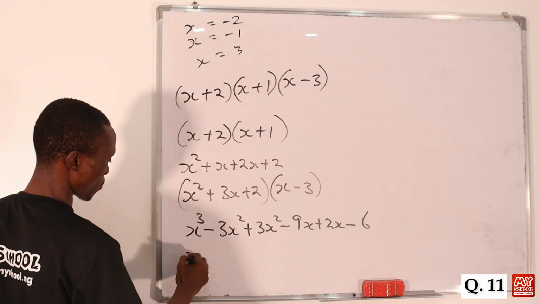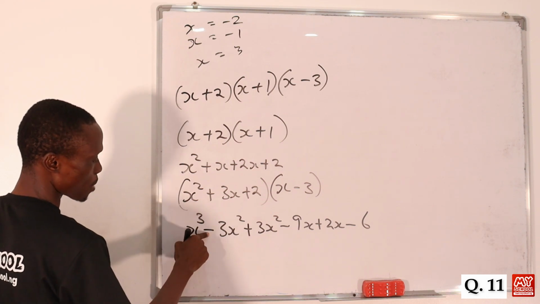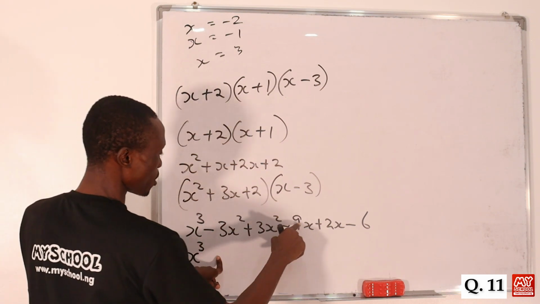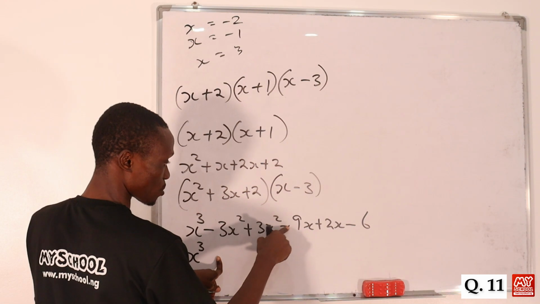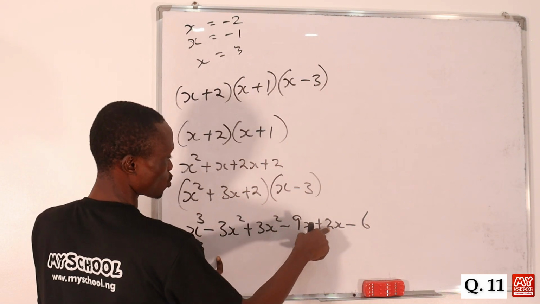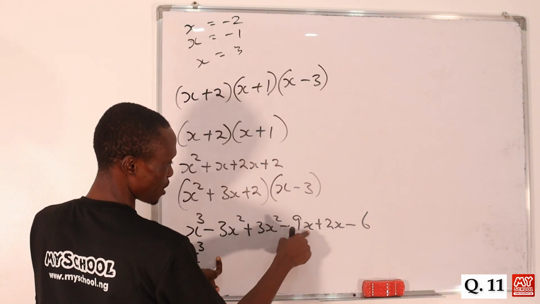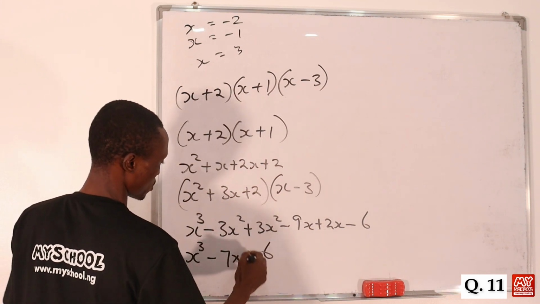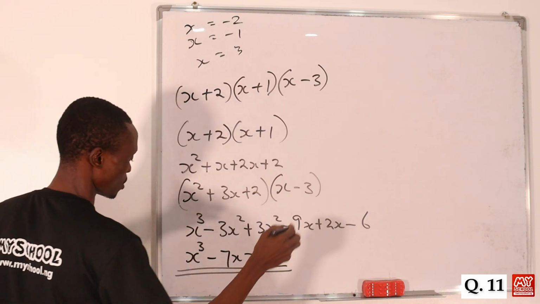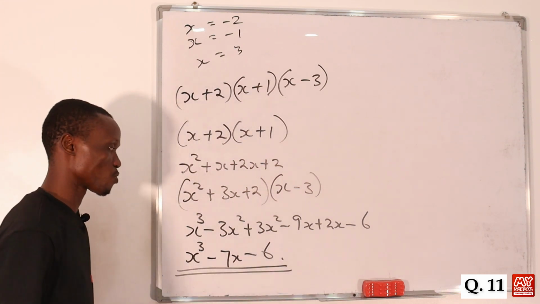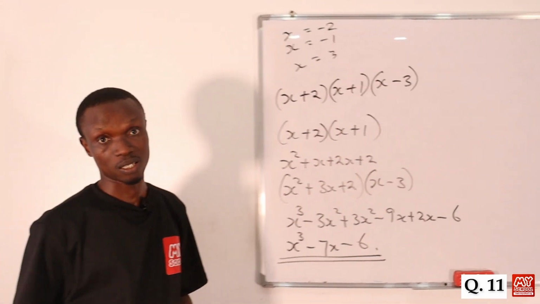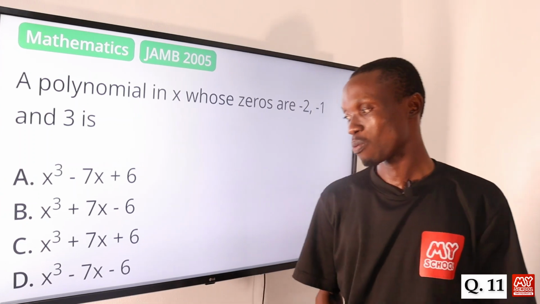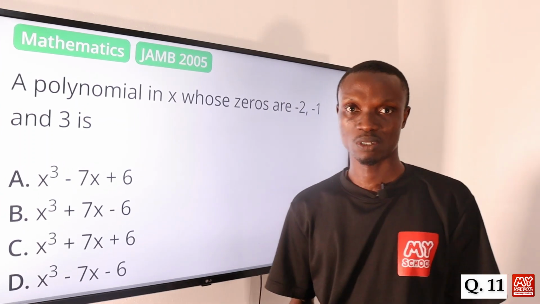So here we'll be having our S raised to power 3, then minus 3S squared plus 3S squared will go off. Okay, while here we are having minus 9S plus 2S. So minus 9S plus 2S will give us minus 7S, then minus 6. So this is the resulting polynomial. So let's move over to the screen to pick the correct answer to this question, and that is option D, S cubed minus 7S minus 6.